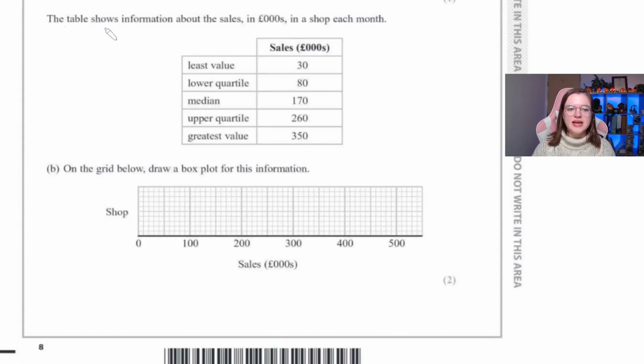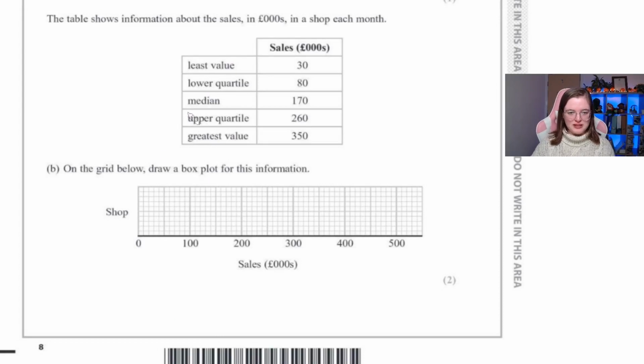Next part then, the table shows information about the sales in thousands of pounds in a shop each month. Part B, on the grid below, draw a box plot for this information. So remember, the box plot lines go at least, lower, median, upper, and greatest. Isn't that convenient? In order already on the table.